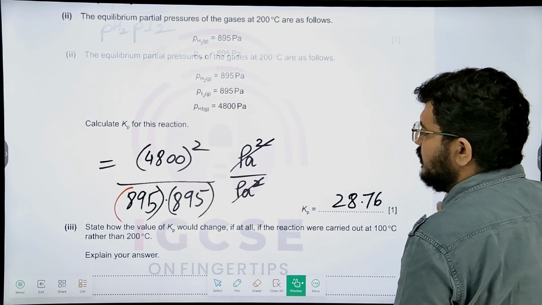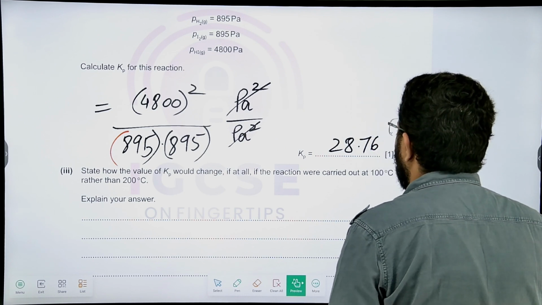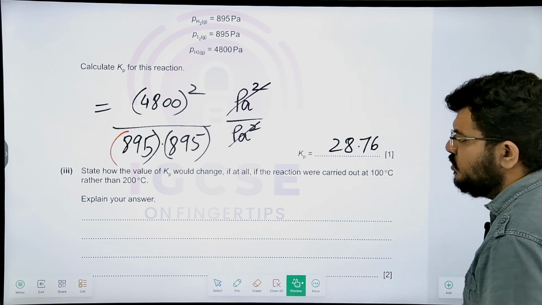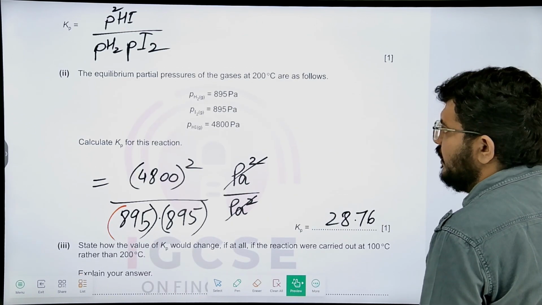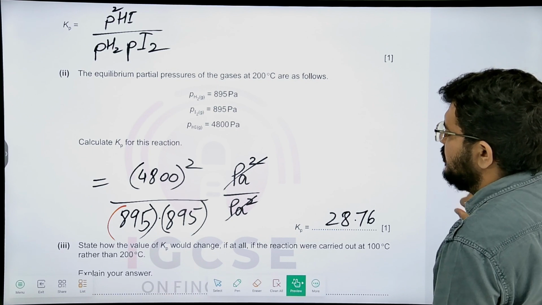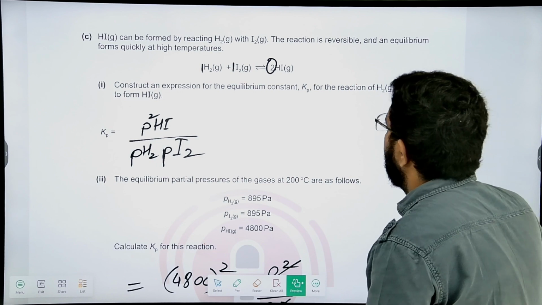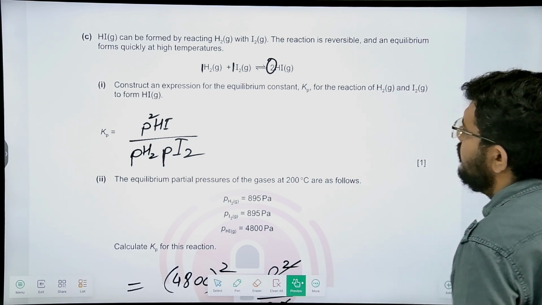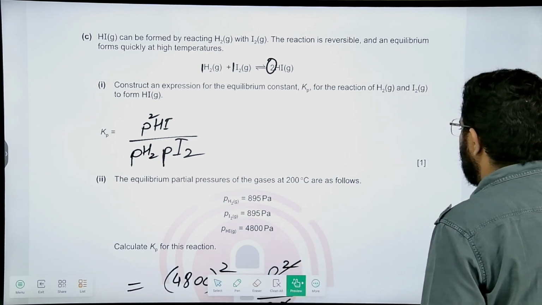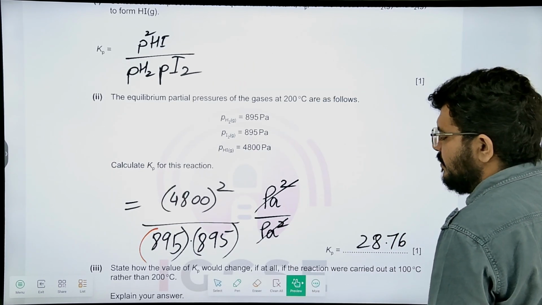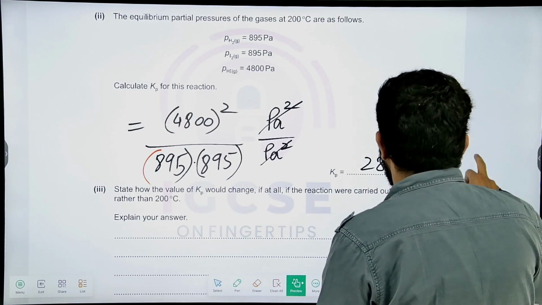Then we have: state how the value of Kp would change, if at all, if the reaction were carried out at 100 degrees rather than 200. Explain your answer. For this we will need a reason, at least some knowledge of whether the reaction is exothermic or endothermic. Let's read the question again. HI is formed by reacting this. This reaction is reversible and equilibrium forms quickly at high temperature. So if equilibrium forms quickly at high temperature, then it means the reaction is endothermic in nature.